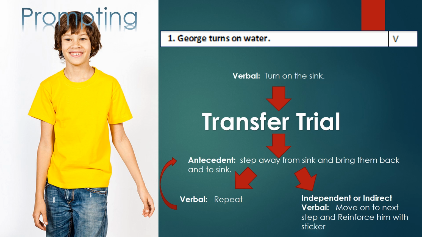In the example with Kevin, when he doesn't meet the goal of turning on the sink, we take him away from the sink and bring him back to the sink to see if he can meet the goal. If they do it, we give a reinforcer and then move on. If they don't, as in this example, we take them back to the antecedent again.